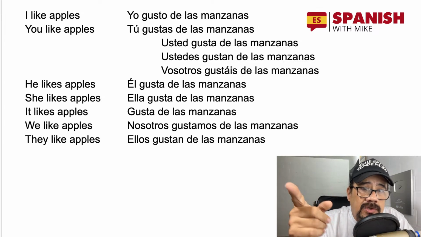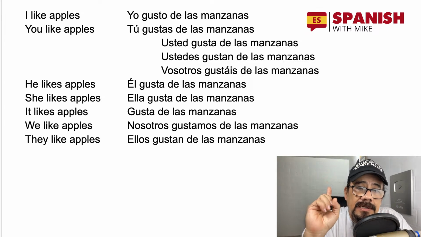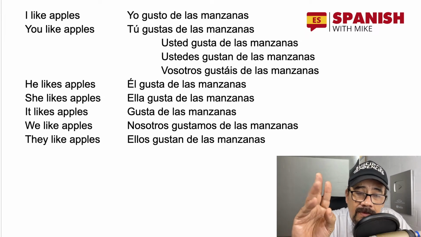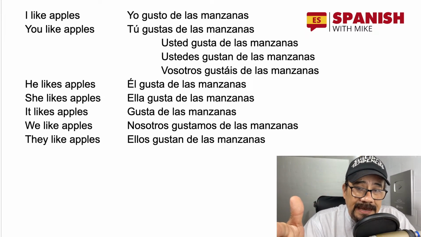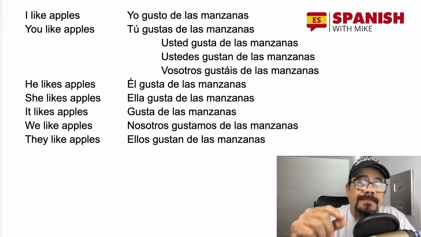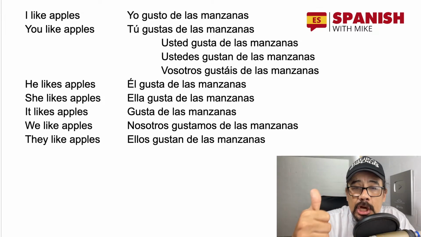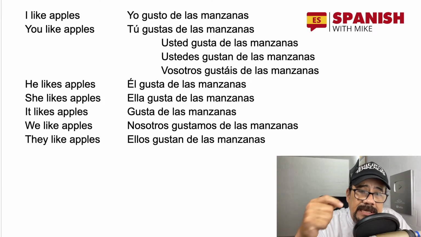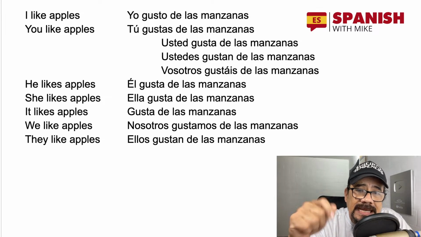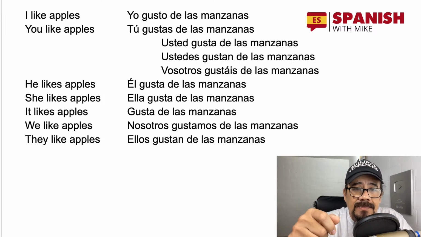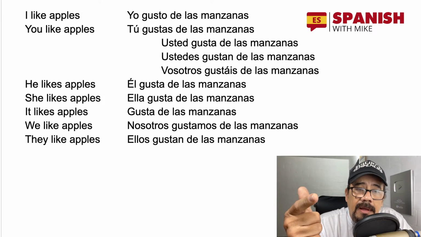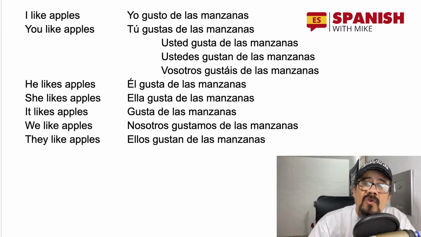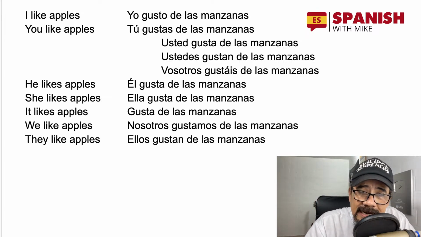You like apples, tú gustas de las manzanas, singular, informal, close relationships. Usted gusta de las manzanas would be also you like apples, singular, formal. You like apples can be translated also to ustedes gustan de las manzanas, which is plural. And if we were in Spain, for the plural, we would say vosotros gustáis de las manzanas.